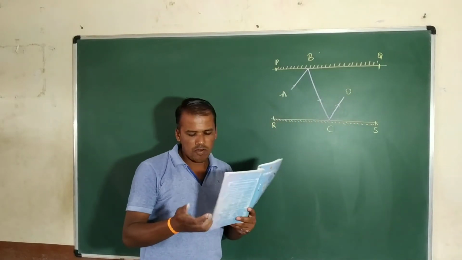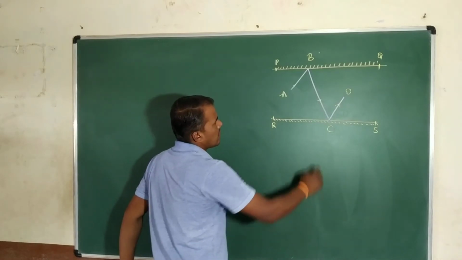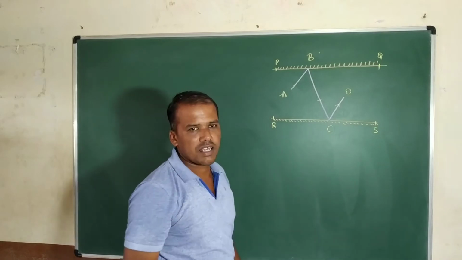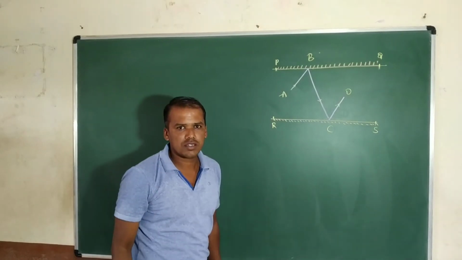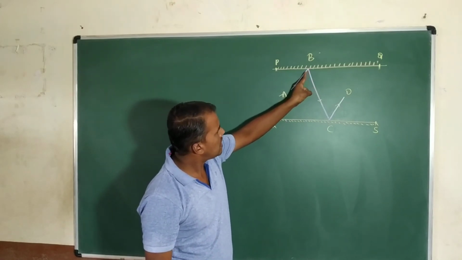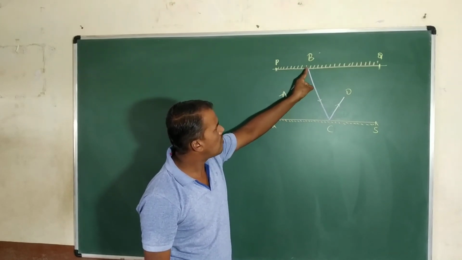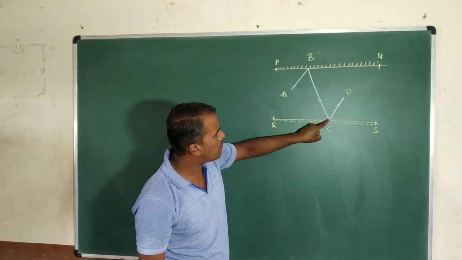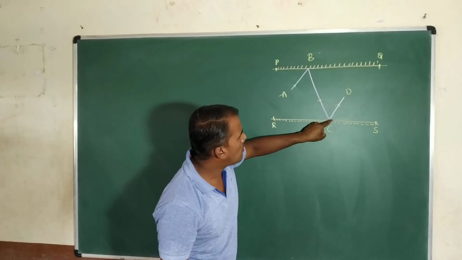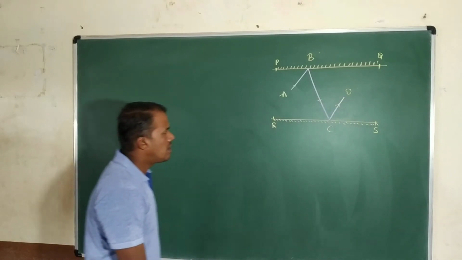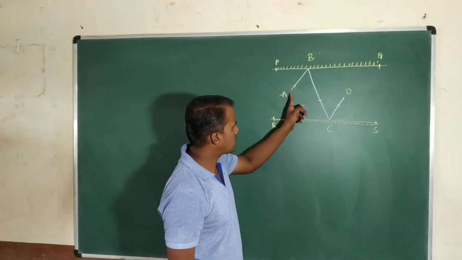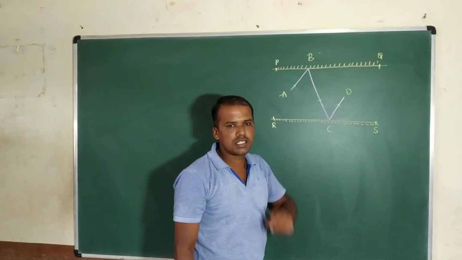We have to prove this. First, PQ and RS are two plane mirrors placed parallel to each other, and AB is the incident ray. AB strikes at B and reflects back along BC, and BC strikes at C, then reflects along CD. In this way it is given. Then they say prove AB is parallel to CD.